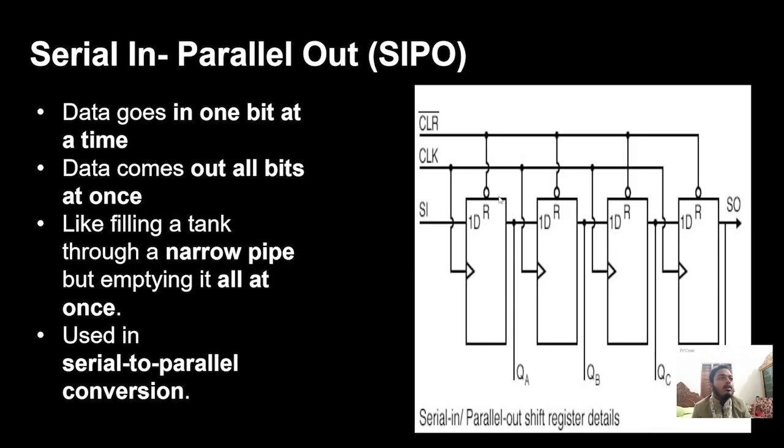This makes SIPO registers very useful when we need to convert serial data into parallel form, especially when receiving data from communication lines, sensors, or any device that sends information bit by bit.